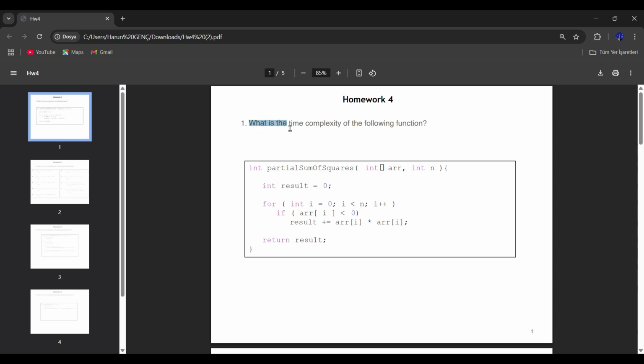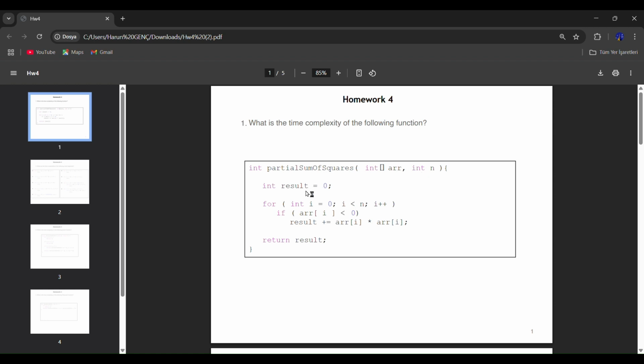What is the time complexity of the following function? The purpose of the code: this function squares the negative numbers in an integer array and returns the results. The array is an integer array given to the function, and the elements of the array will be processed.